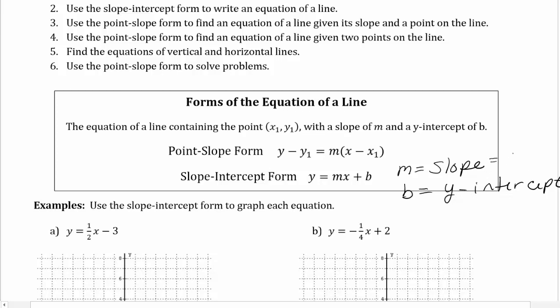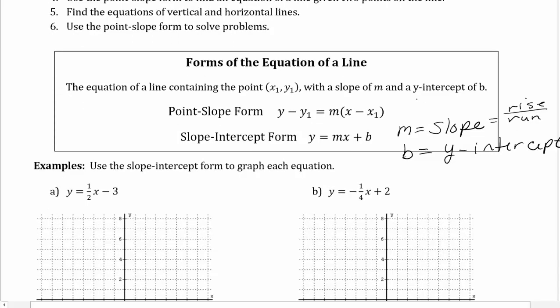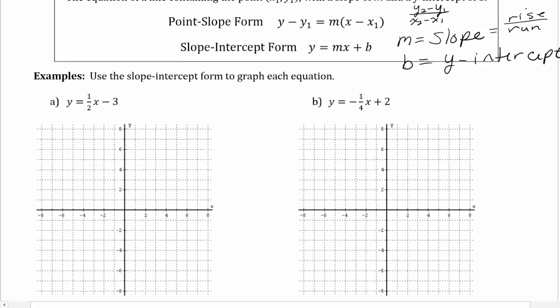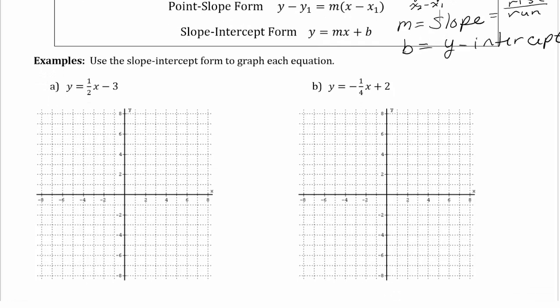And remember, the slope is rise over run. We can also think of slope as y2 minus y1 over x2 minus x1, where the line passes through the points x1, y1, and x2, y2. So we'll take a look at that another time as well. The first thing that we're going to do is use the slope-intercept form to graph some lines.